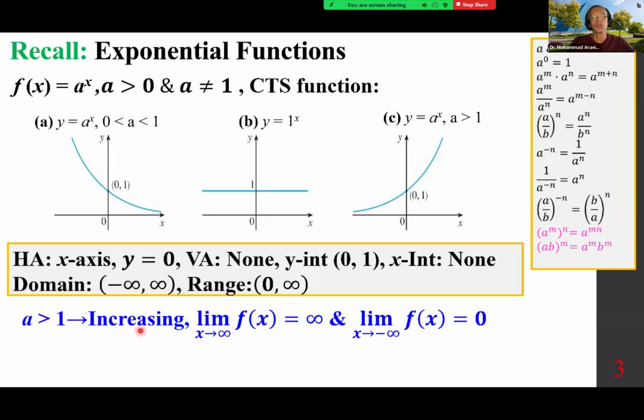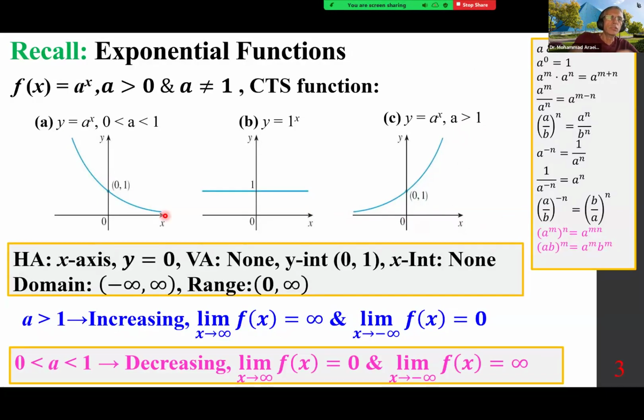It's an exponential growth, which means the limit of f of x as x approaches infinity is infinity. In the first quadrant, x goes to infinity, so does y. However, the limit of f of x as x approaches negative infinity is 0, and that gives rise to the definition of a horizontal asymptote, which is the x-axis or y equals 0.